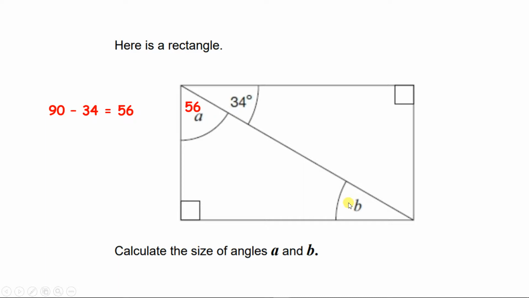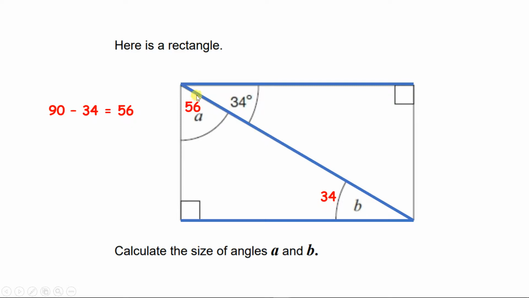Now for angle B, you might spot the Z angles here. I know it's a backward Z, but it still works. If this one's 34, you've got parallel lines, and because it's a rectangle, you know that you do. So angle B must be 34 degrees.